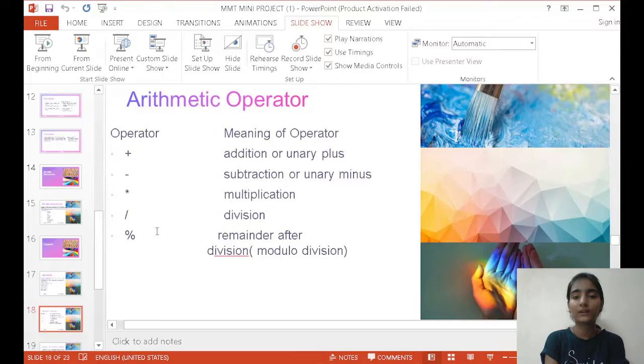Now these are the arithmetic operators. So this plus is for addition or unary plus. Then minus sign is for subtraction. This asterisk is for multiplication. This slash is for division. And then this is called as a modulo operator.